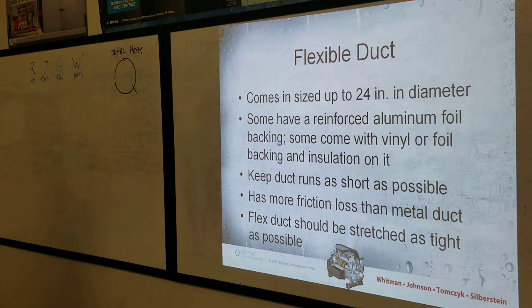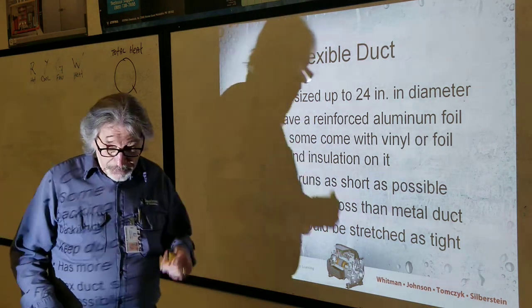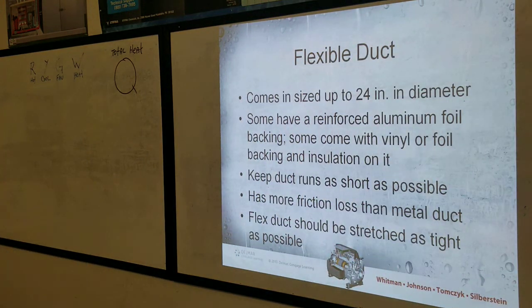Keep duct runs as short as possible. Flex duct has more friction loss than a metal duct. Flex duct should be stretched as tight as possible. You don't want those loose walls.